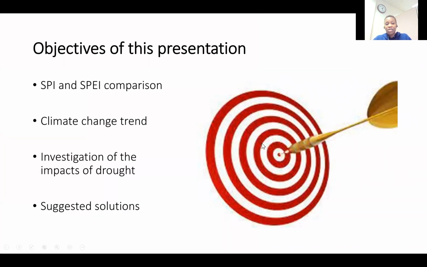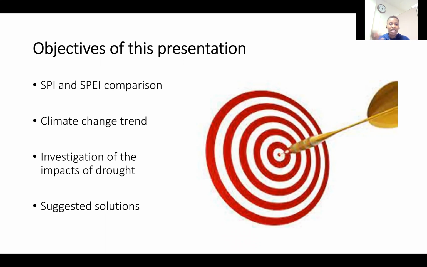Okay, so the objectives of this presentation are to compare the SPI and the SPEI to see how these different drought indices give different results of dryness in West Africa. So the SPI is the standardized precipitation index, and the SPEI is the standardized precipitation evapotranspiration index. They are both drought indices that give different values based on the wetness or dryness of a particular region. So they are used for drought evaluation.